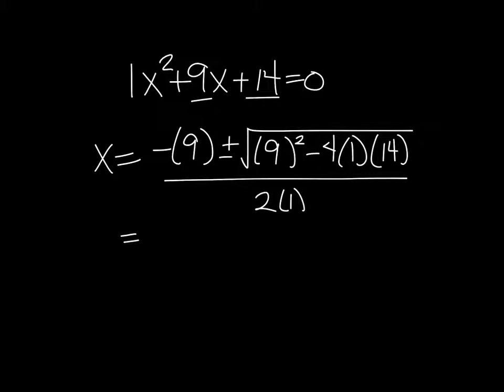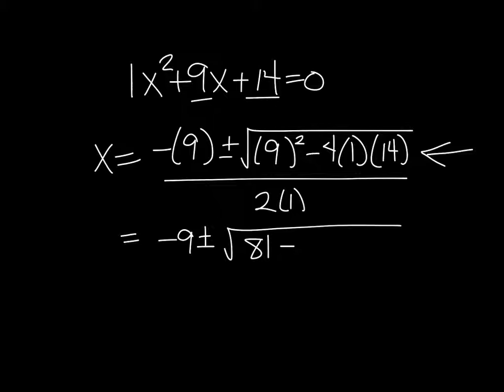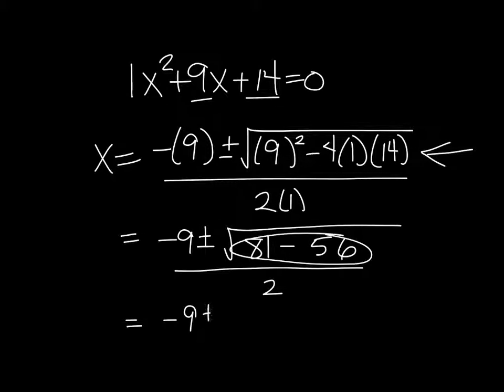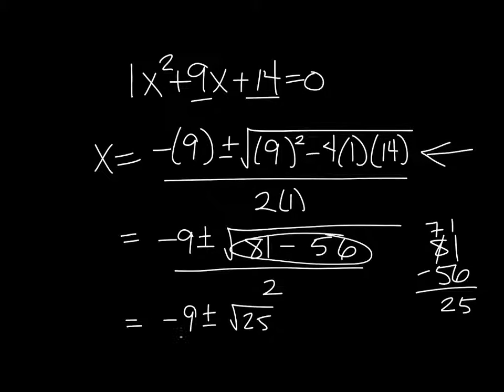Okay, now we continue on. Now I just have to simplify it. So we get negative 9 plus or minus the square root. Now I have to do all the math in here and get it down to one number. So 9 squared is 81 minus 4 times 1 times 14 is 56, divided by 2 times 1 is 2. Then we keep on going, because remember, until you get this down to one number, you can't square root. So I got negative 9 plus or minus, let's see, 81 minus 56. You guys made fun of me for not having a calculator, so I'm going to do this all by hand. So I get the square root of 25 divided by 2.